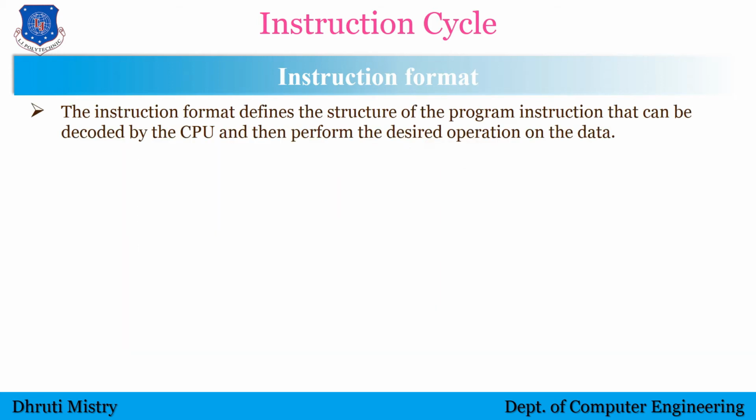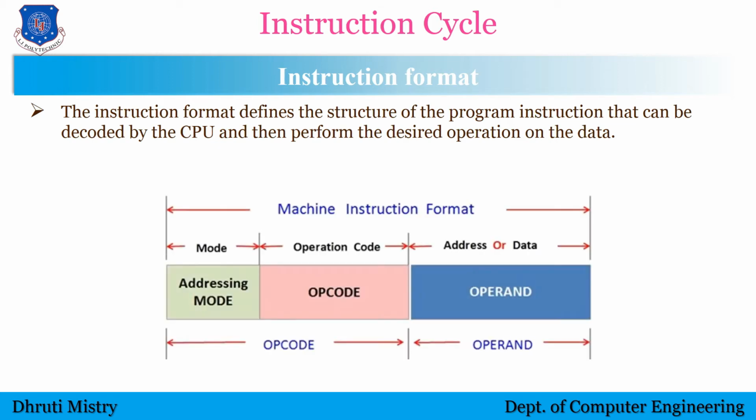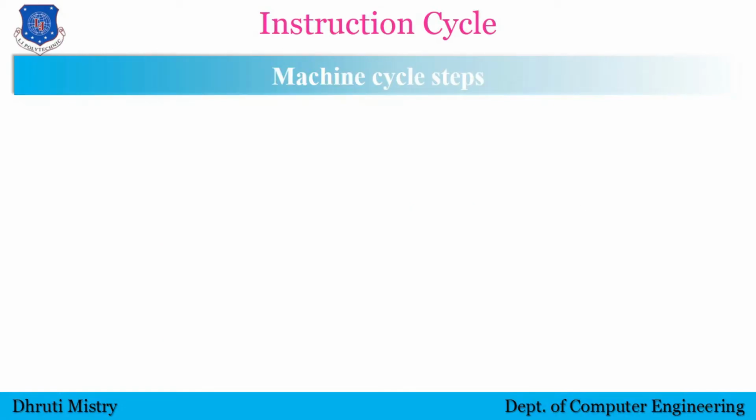The instruction format defines the structure of the program instruction that can be decoded by the CPU, which then performs the desired operation on the data. The instruction format essentially consists of three parts, which include OP code, operand, and addressing mode, as shown in the figure. Now let's see what is machine cycle.